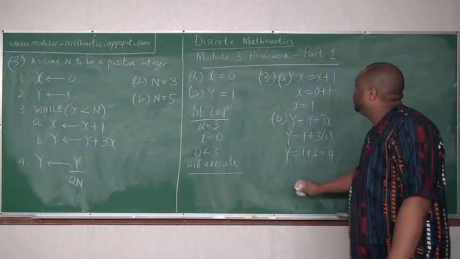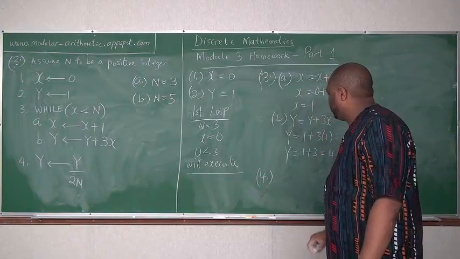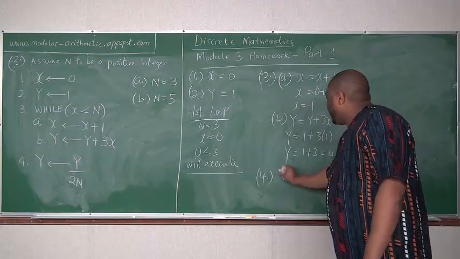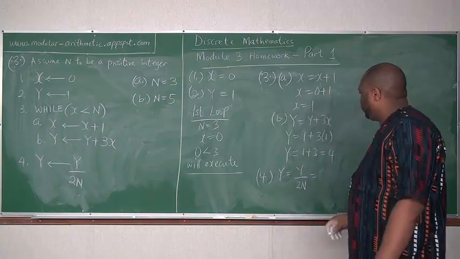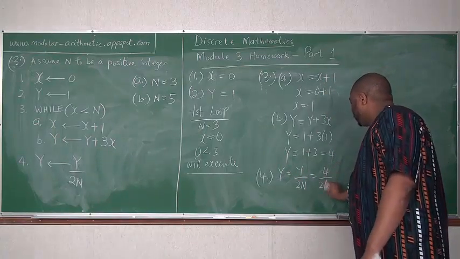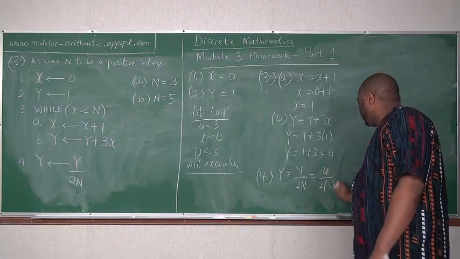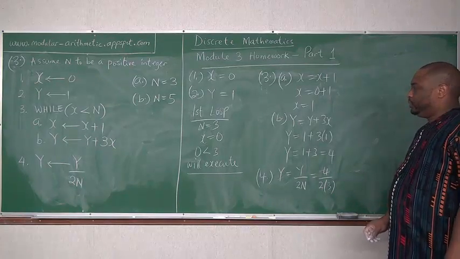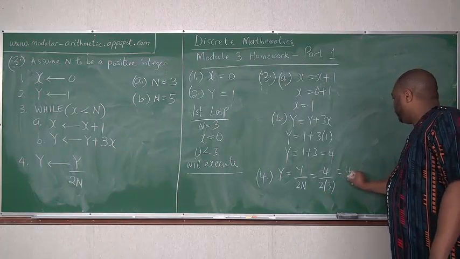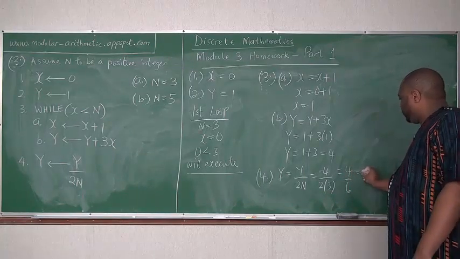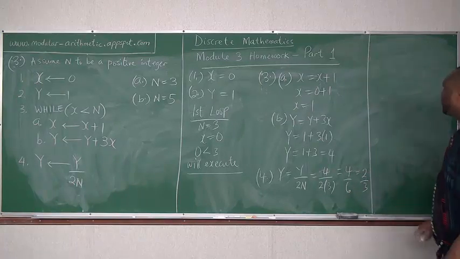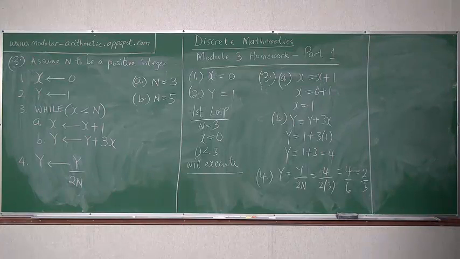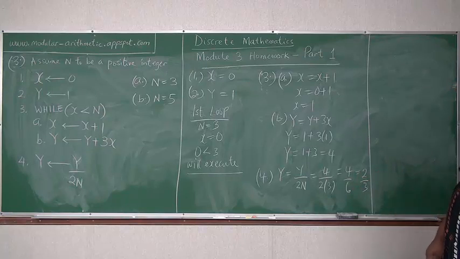And then the fourth command, we now have that our y will be y over 2n. So our y will be 4 over 2 times n, where n is 3. Which will give us 4 over 6, and that will give us 2 over 3. That is the first loop.